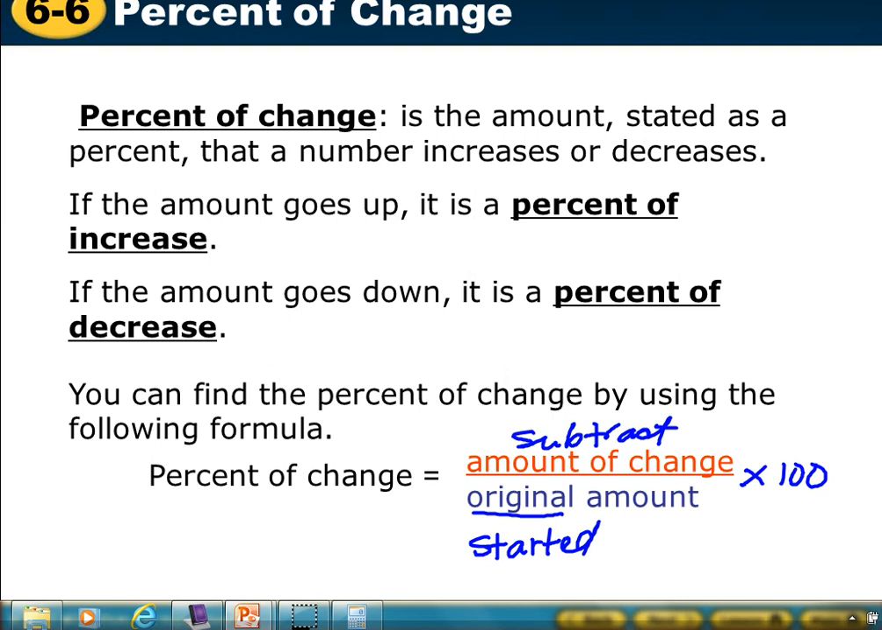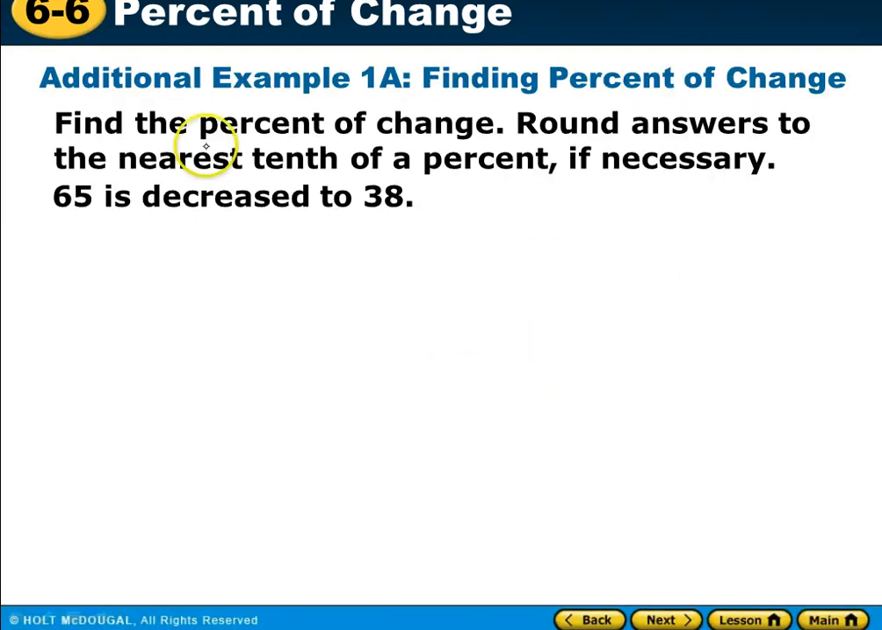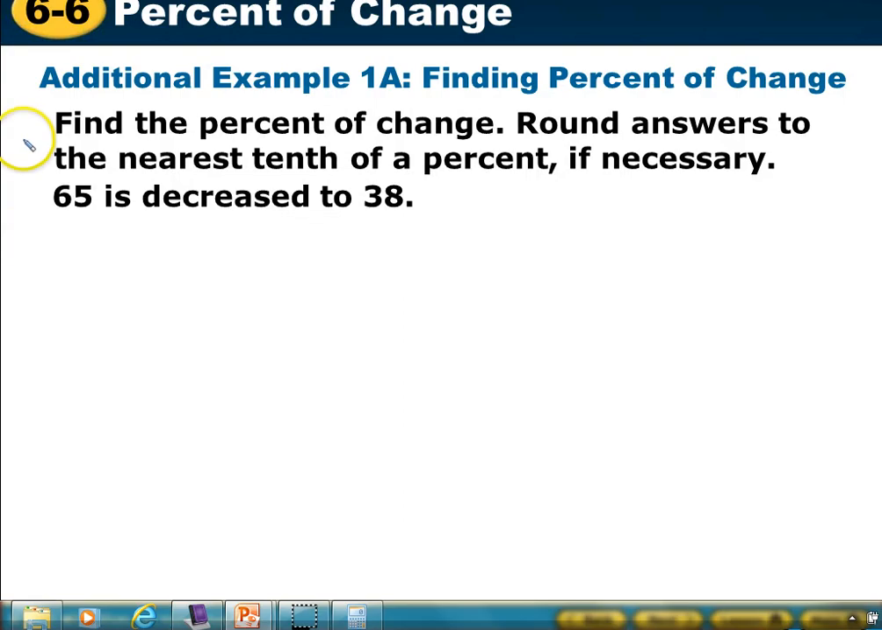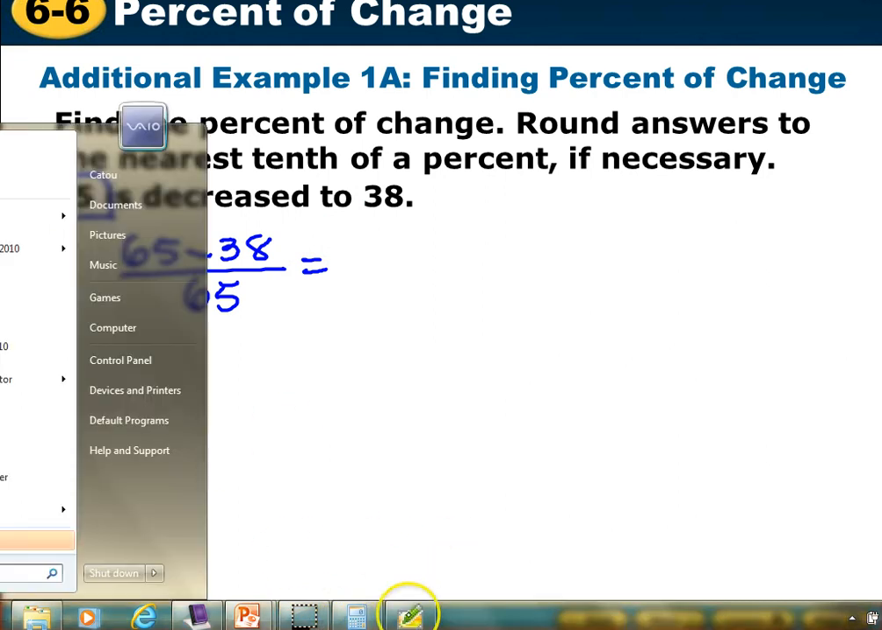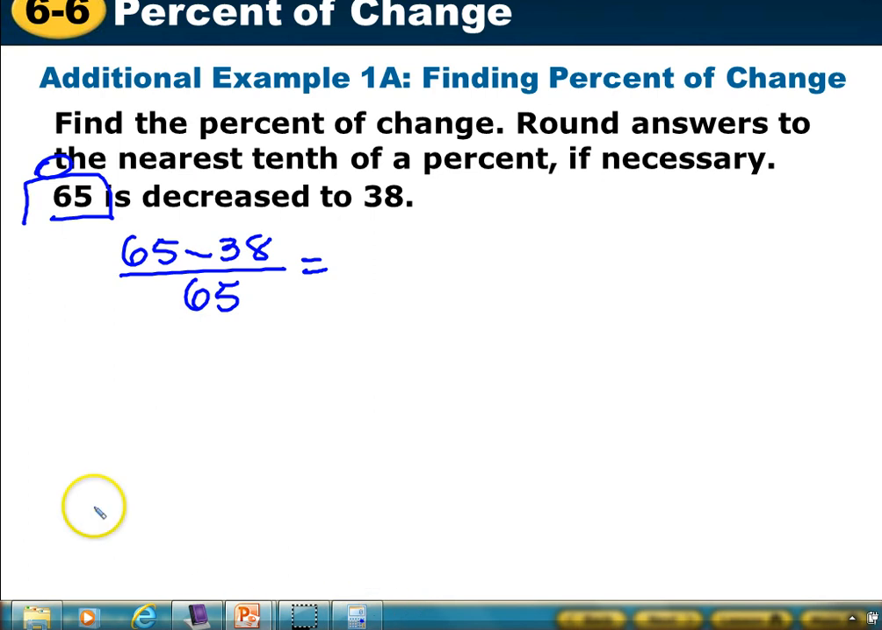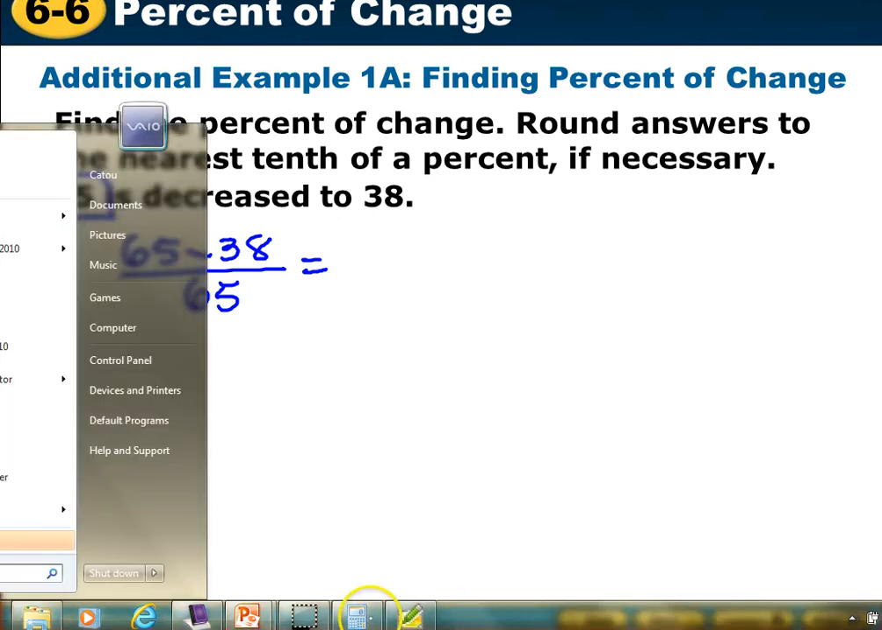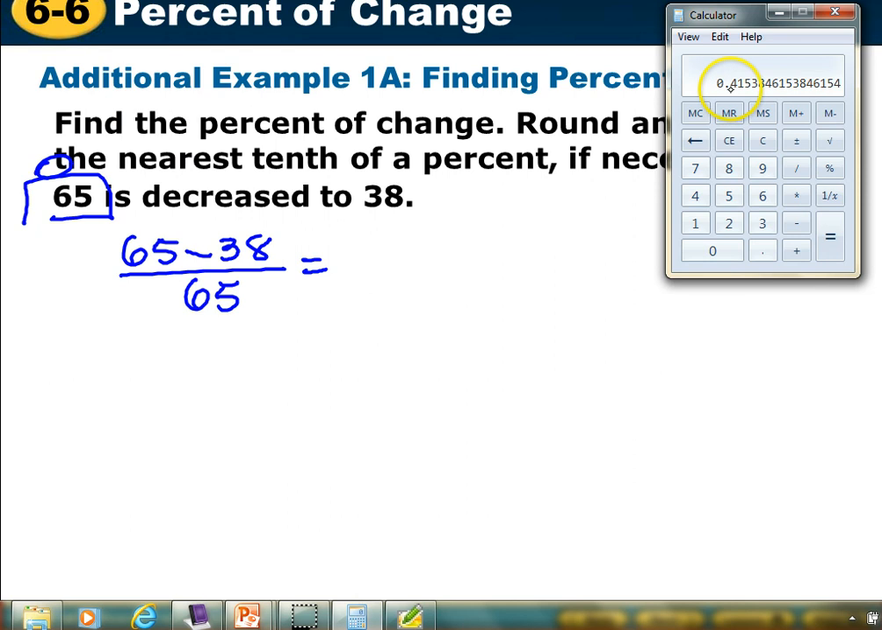Alright, so let's go ahead and do some problems so you can see what we're talking about. Here we have 65 is decreased to 38. So here we can do 65 minus 38, so that will give me the change, and then I divide it by the original amount that we started with, which is 65, and we can use a calculator to easily calculate it. We will get 0.4153.